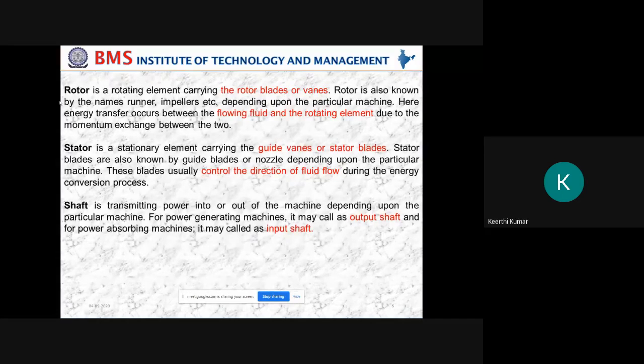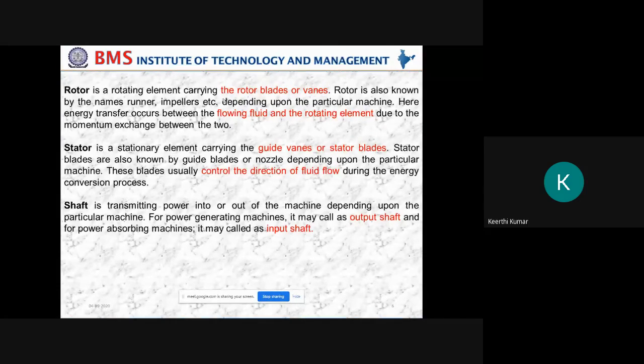See here. Rotor. These are all the three important parts we have taken. Rotor, it is a rotating element carrying the rotor blades. Sometimes these rotor blades are also called as vanes. Then rotor is also named by a runner, impeller, etc. That means the other names for the rotors are vanes, runner, impeller. We may ask in the quiz also, what are all the other names for the runner blades, the runner blades or rotor blades? Other names are vanes, runner, impellers.